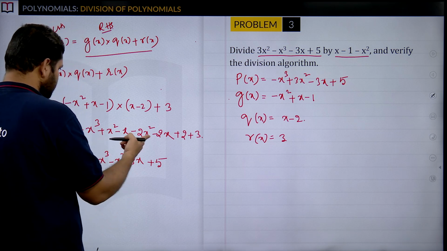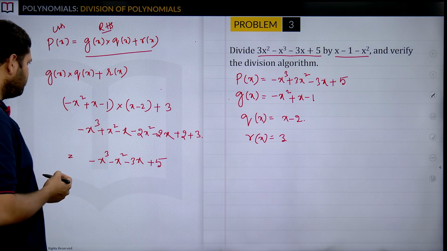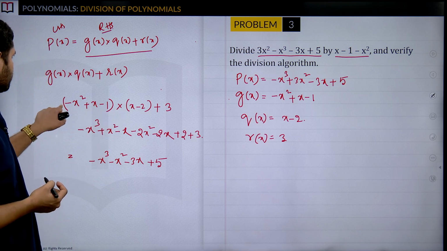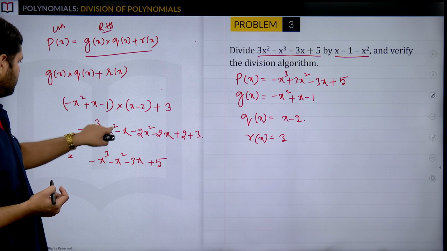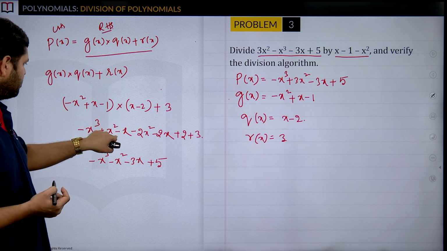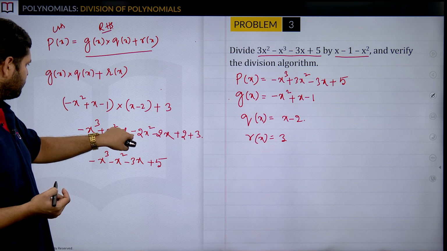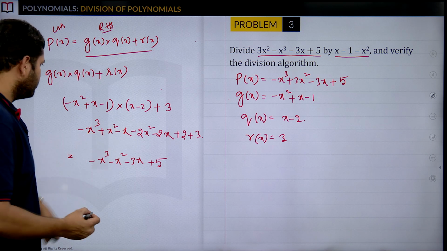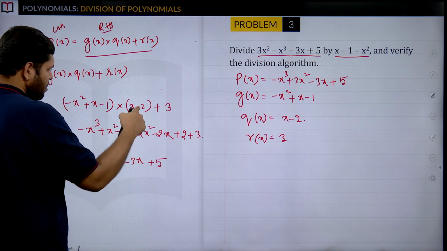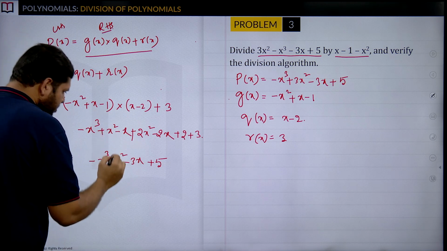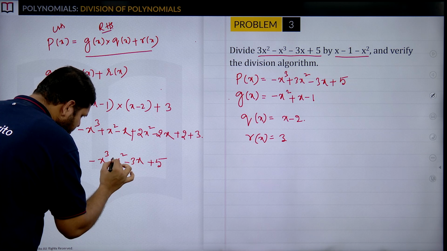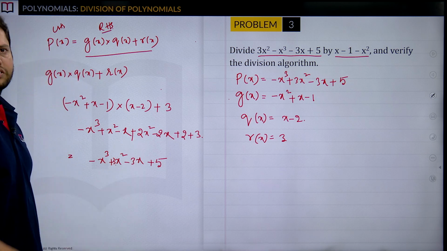Okay. Children, just look here, did we make a mistake? It is minus x square. Okay, children, it is plus. Minus 2 into minus x square is plus 2x square. So 2x square plus x square is equal to plus 3x square. Okay. So that is the final solution.